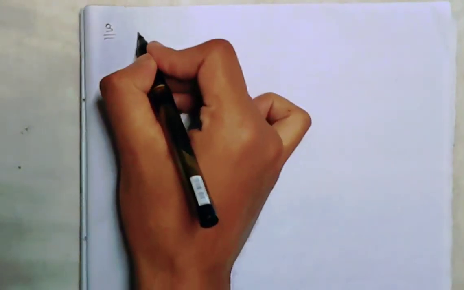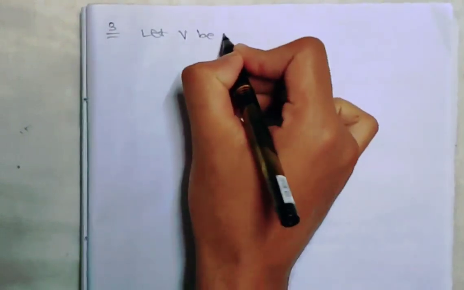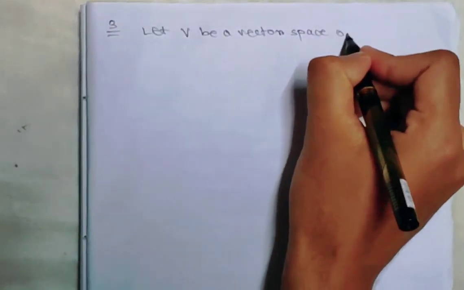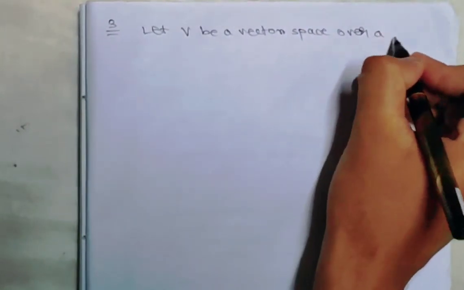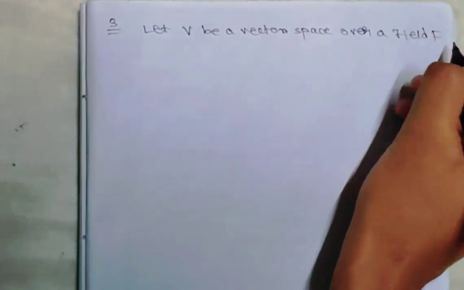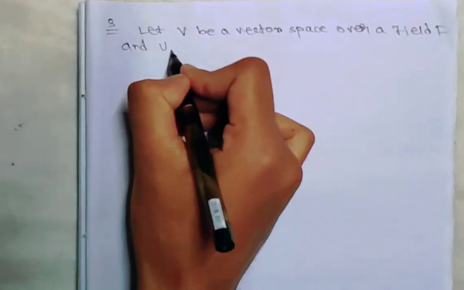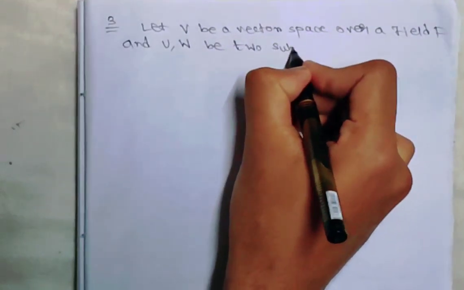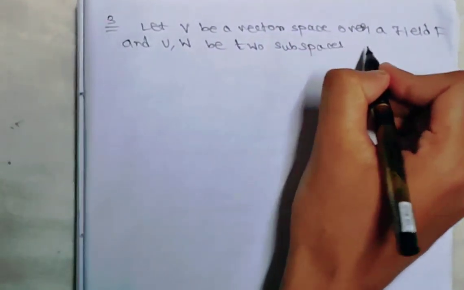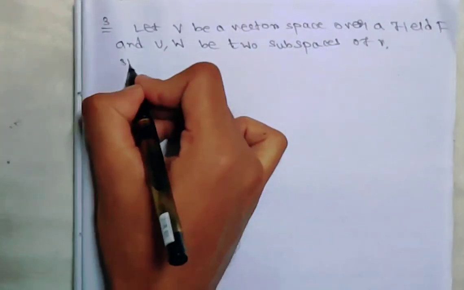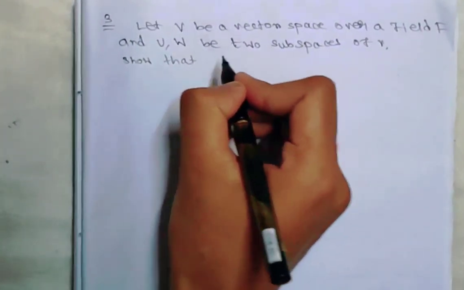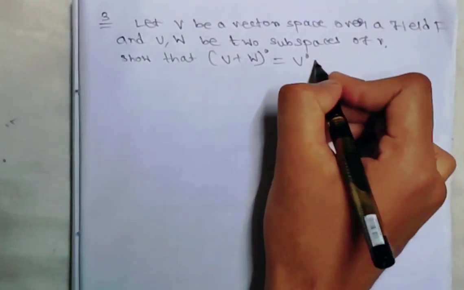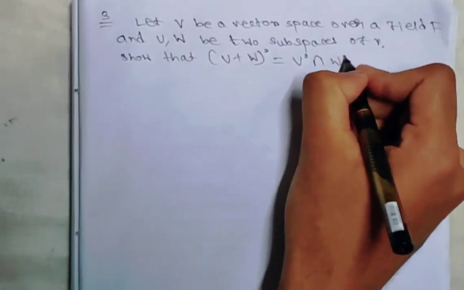Now third question: let V be a vector space over a field F, and U, W be two subspaces of V. Now we have to show that (U plus W) naught is equal to U naught intersection W naught.